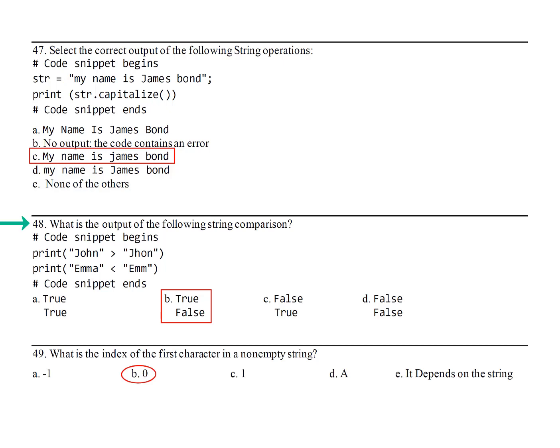48. Remember your string comparison. John, the J's are equal, so you move to the second character to make the comparison. Lowercase o comes after lowercase h, so John, J-O-H-N, is greater than J-H-O-N. And Emma is not less than Emm, because E-M-M would come before Emma in the lexicographic ordering. What is the first index of any non-empty string? 0. And why non-empty? Because the empty string has no indices. 0 would be out of range.